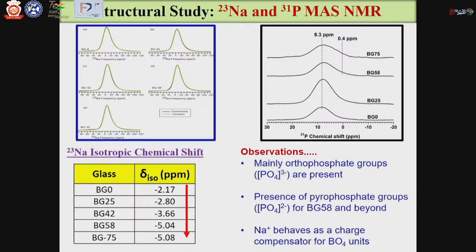And if we look at the sodium and phosphorus NMR study, we see the sodium-oxygen Na-O bond length is increasing, as indicated by the delta ESO value. It means it is taking the charge compensator role for BO4 units. And we can see the presence of mainly orthophosphate units, but beyond BG58, there is a slight presence of pyrophosphate units, as I have told from Raman also.